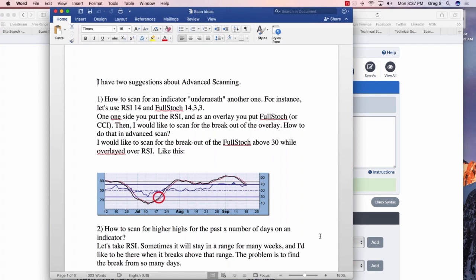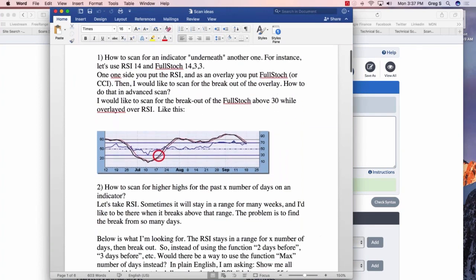So let's talk about that. Here was one scan. For instance, let's use RSI and full stochastic 14,3,3. On one side you would put the RSI, so that's over here, and on the overlay you would put the full stochastics. I would like to scan for the breakout of the overlay. How do I do that in advanced scan?